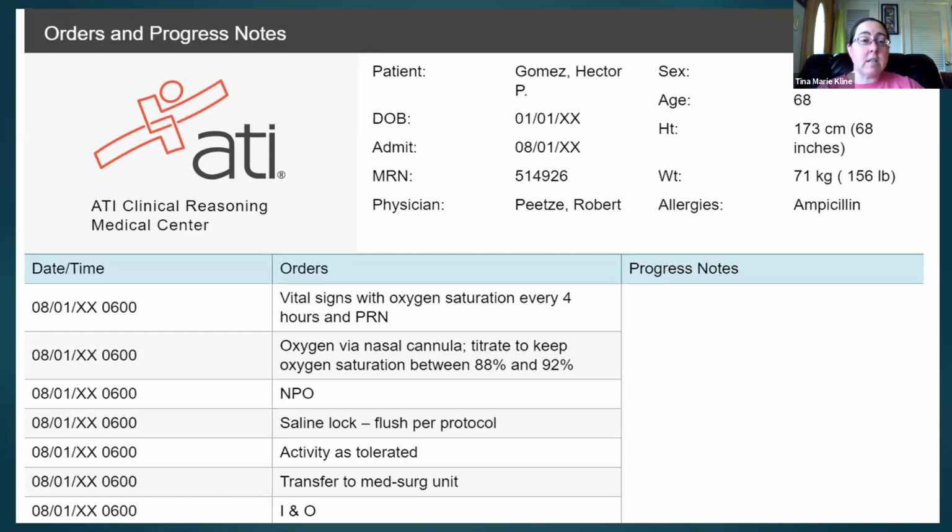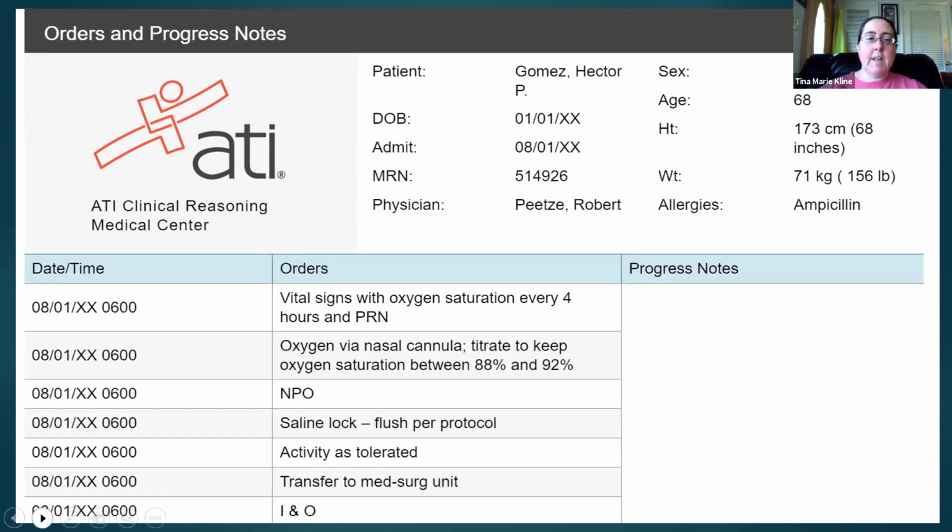When you're talking about the oxygen via nasal cannula, who can do that? The RN, the LPN, also the respiratory therapist. Don't forget your ancillary people. If you have something related to activity, PT and OT can assist with that as well. So we're really looking at a collaborative plan of care, but part of it is who can perform those interventions.